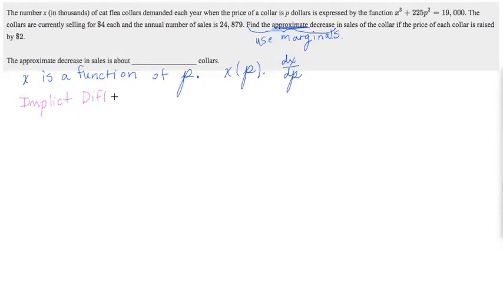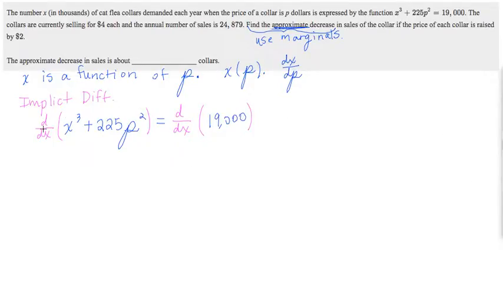So we're going to take the derivative of the left side, x cubed plus 225p squared, equals the derivative of the right side. When you use implicit differentiation, you take the derivative of each entire side.